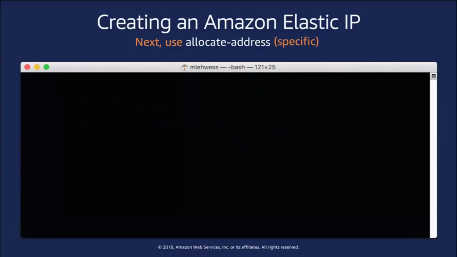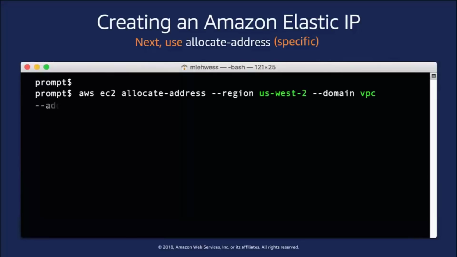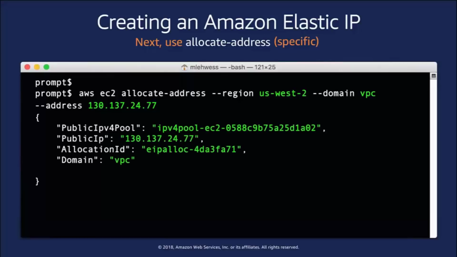So what happens if you wanted to allocate a specific address out of that range? You wanted to choose what address to use. Well, it's pretty straightforward. We would just use the address prefix here in the command. So we're now asking to allocate a 130.137.24.77. And you'll notice here we've now allocated that specific address into an elastic IP, and we've actually got an allocation ID that's returned there.